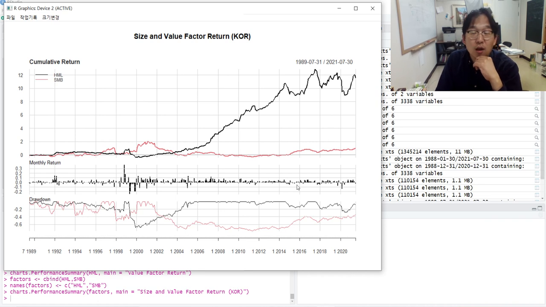Oh, yeah. In the Korean market, the size strategy did not work. The value strategy used to work better. But nowadays, value strategies don't even work. Okay. Now, would the value strategy keep on sucking like this, or would it revive itself?